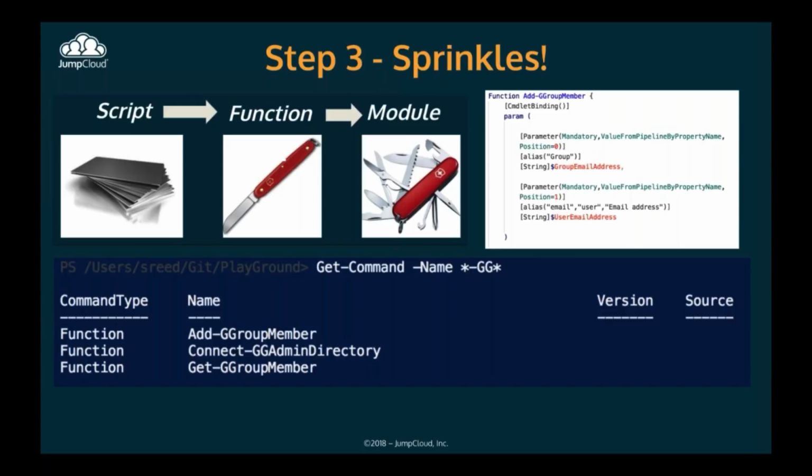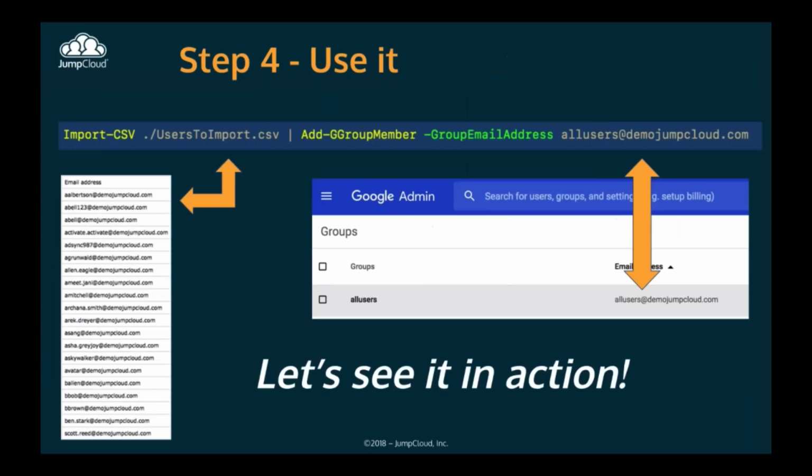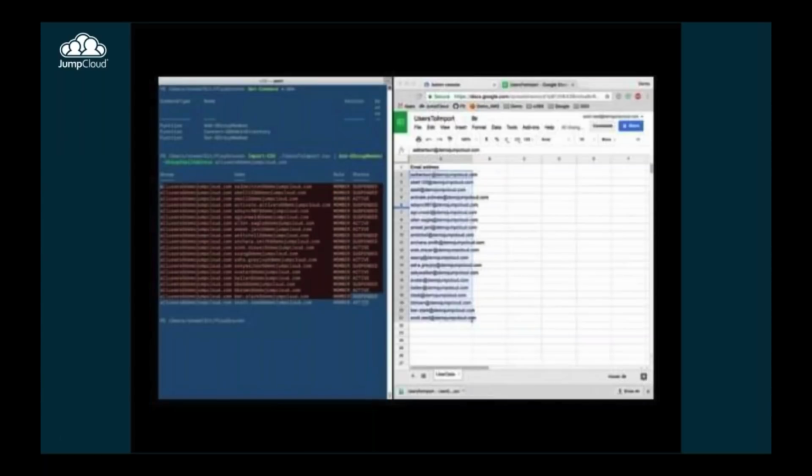Up here on the right, we'll see a couple items, and these are the parameters that we need: the group email address, and also the user email address, to do this in bulk. So here we go, now we're going to use this tool. We're going to import users from a CSV. We've got my example CSV here in the bottom left. Once users are imported, we're going to use the command Add-GoogleGroupMember to add them to the group email address, all users. So let's see how this bad boy works.